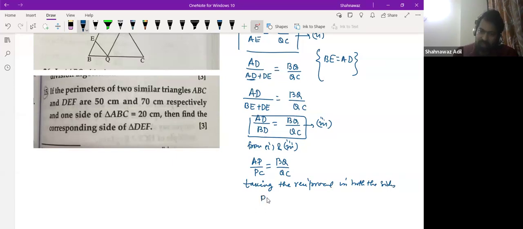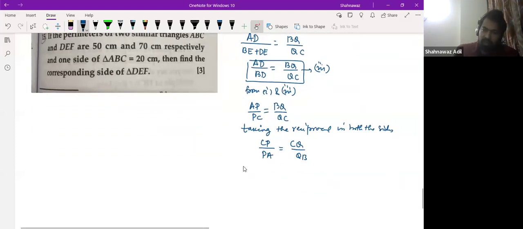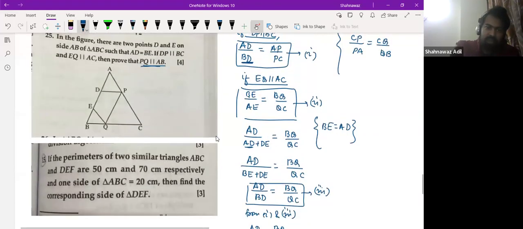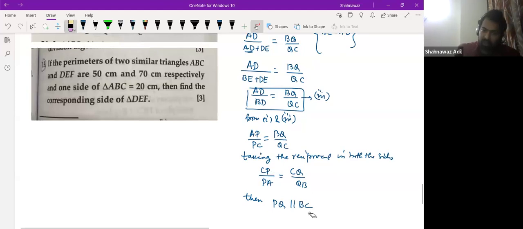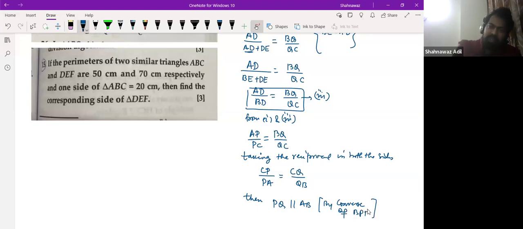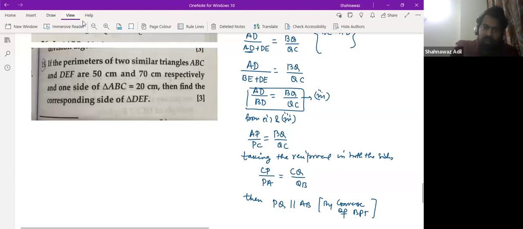So we have CP by PA, that is equal to CQ by QB. And if this is true, then PQ is parallel to what? AB. PQ is parallel to AB by the converse of the basic proportionality theorem. Is it clear, guys? Is it clear?